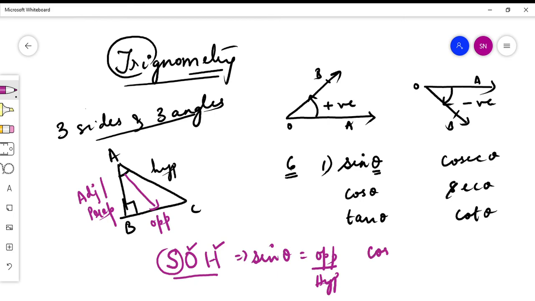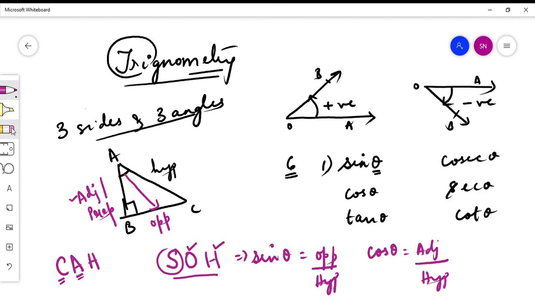Similarly, if I have to find out cos of an angle theta, okay, cos of an angle theta is given by CAH. Now we come to CAH. What is CAH? C represents cos theta, A represents our adjacent side, divided by hypotenuse. Okay, I hope this is understood.